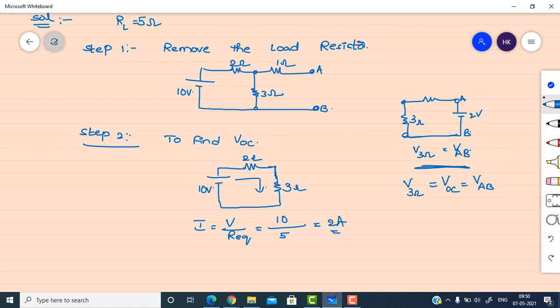No. Why? Because these two are not parallel. In between those two, one resistor is there. So some voltage will be dropped across this resistor and some voltage will be dropped across 3 ohm resistor. So that's why whatever the voltage between the terminals A and B, that is not equal to the voltage across 3 ohm resistor. But here there is no current flowing in 1 ohm resistor. So we can neglect that resistor. So that's why the voltage across the 3 ohm is equal to voltage across A and B terminals here.